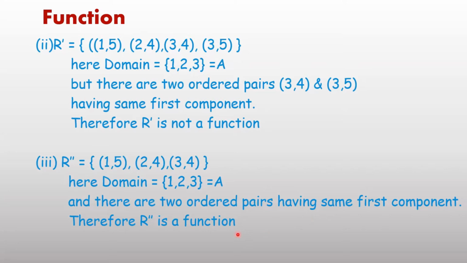The definition of function is clear. Definition of function: it is a relation from non-empty set A to non-empty set B if domain equal to set A and no two ordered pairs have the same first component.